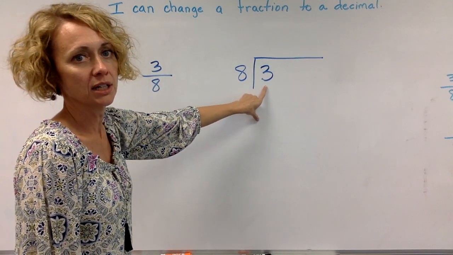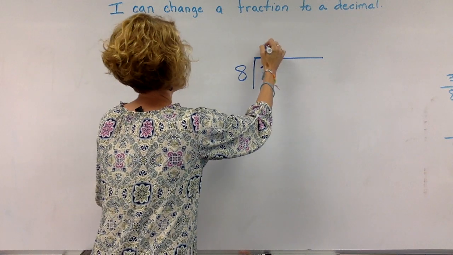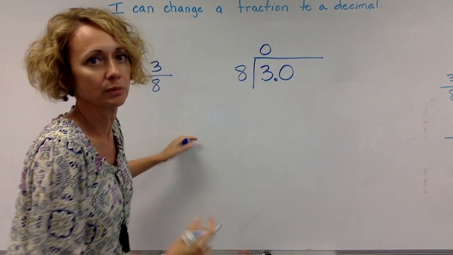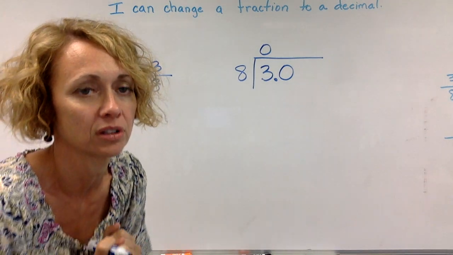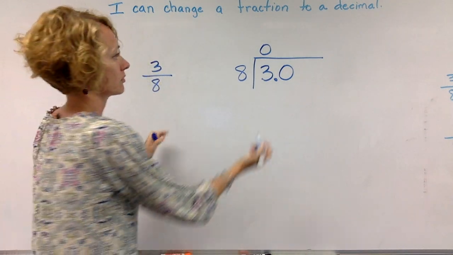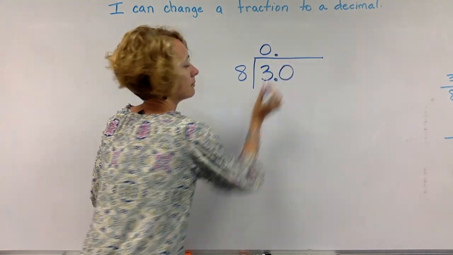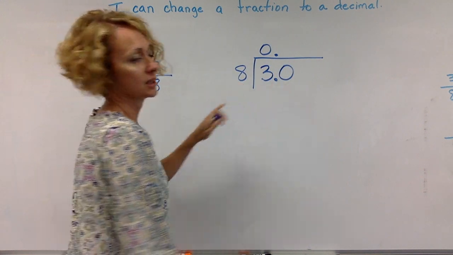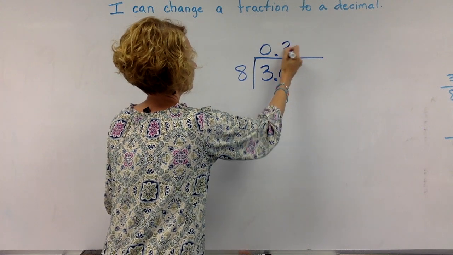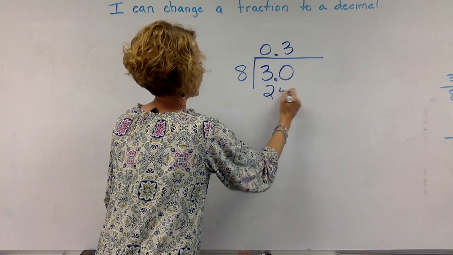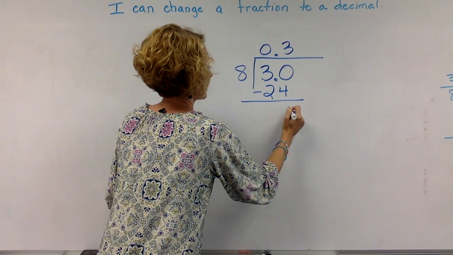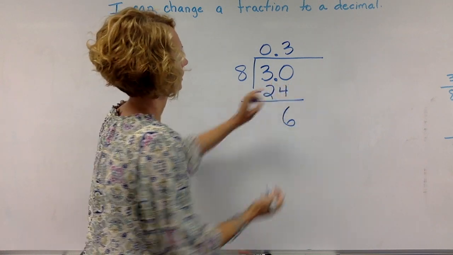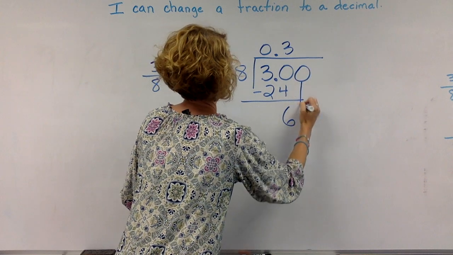8 goes into 3 how many times? None. Put my 0 up there. I'm going to add my decimal and add my 0, because remember you can add as many zeros as you want after the decimal and it doesn't change its value. I'm going to move my decimal straight up in my quotient. And here I go. 8 goes into 30 how many times? I'll multiply that out. I'm left with 6. So now I'm going to add a 0.